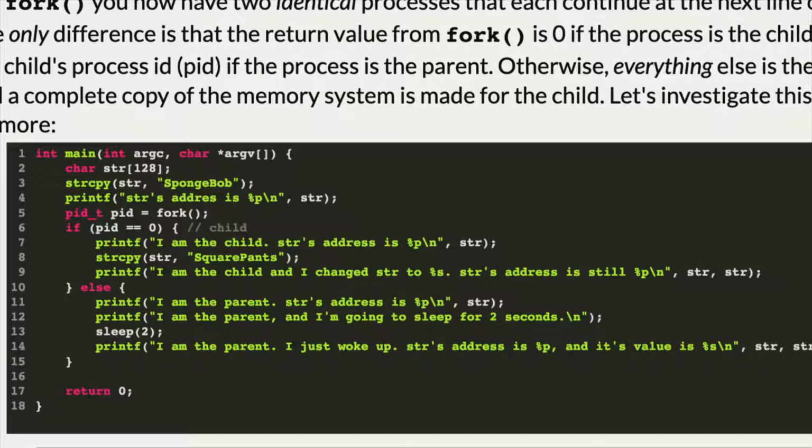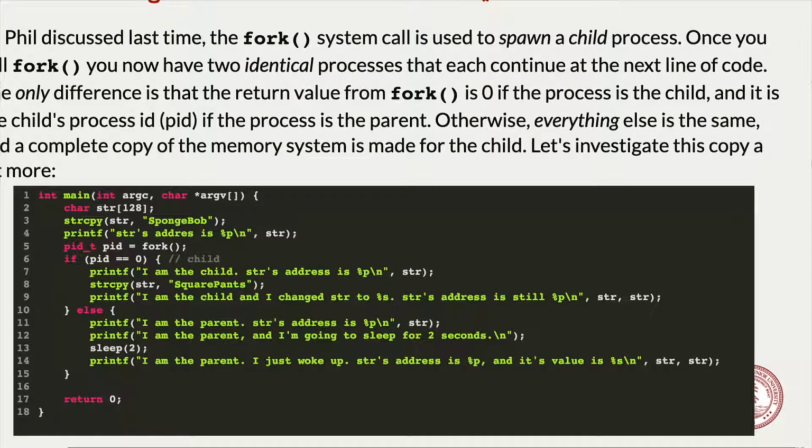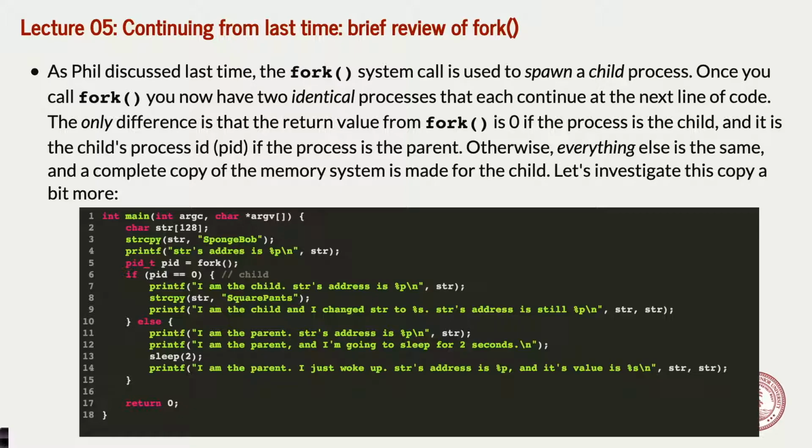Child happens, parent goes to sleep, child prints the address, parent prints the address, and then prints the actual values. What do you think's going to print out here? Anybody want to give me a guess? What choices could we have? Don't worry. Let's say the pointer started at 0x1234. What would print out in the child's case? I am the child. String's address is what? 1, 2, 3, 4. It's going to print that out because that's where it is.